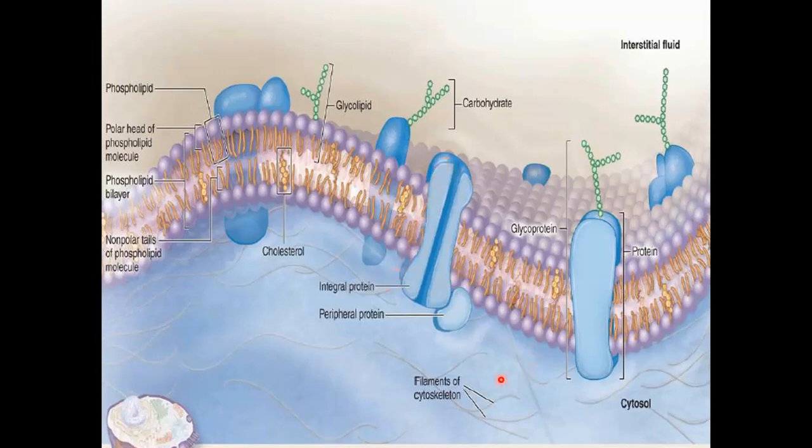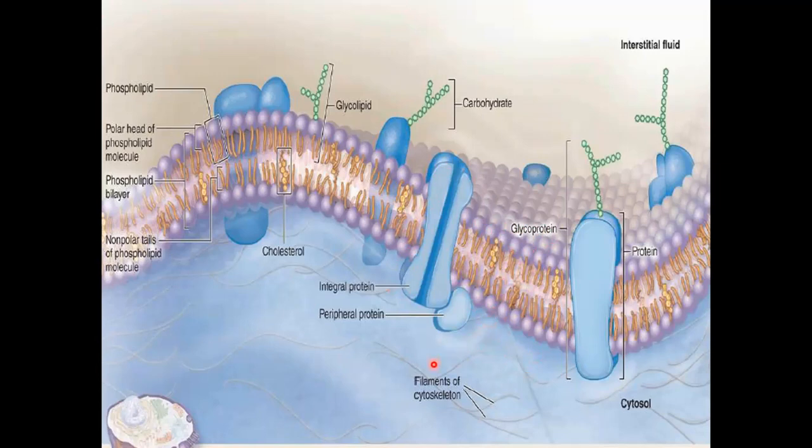Then we have peripheral proteins. Peripheral proteins are proteins that are only attached to one layer of the cell membrane. For example, this one is attached to the inner layer of the cell membrane. We can also have another peripheral protein attached only to the outer layer of the cell membrane, hence the name peripheral, because it is located on the peripheral region or far away regions.